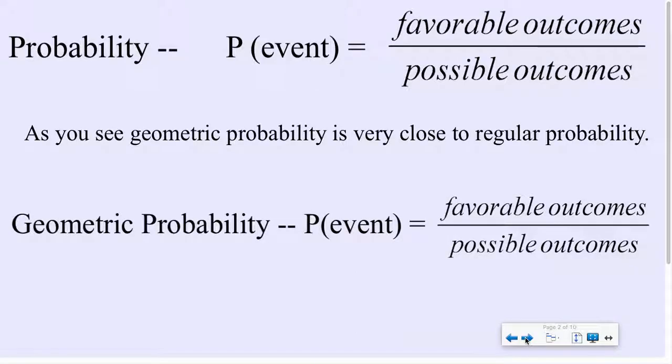By definition, probability, regardless if it's geometric or not, is your favorable outcomes over your total possible outcomes.